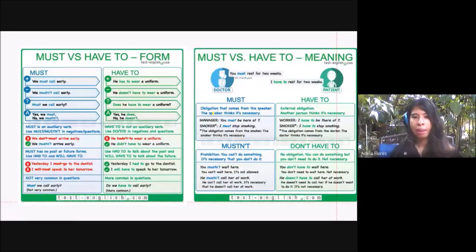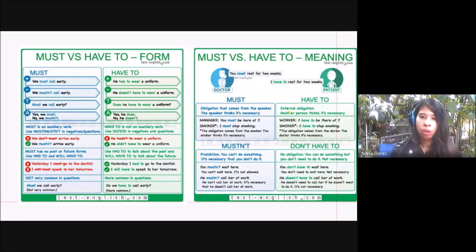Okay. Or I can say I must stop smoking. Debo de dejar de fumar. Okay. O necesito dejar de fumar. So this is an internal obligation. Es una obligación que yo mismo me estoy imponiendo. O es una obligación que se considera necesaria para la otra persona.